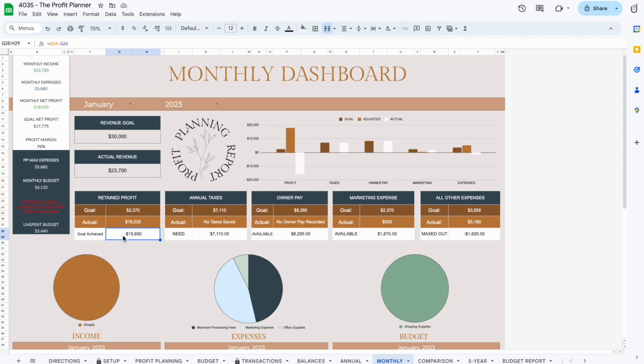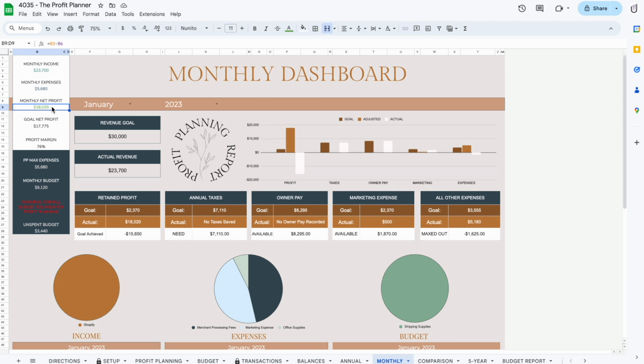And what you're going to see is essentially the spreadsheet's going to tell you how you're doing. So for our revenue goals, for example, our goal was $30,000, but we actually made $23,700. So a little bit low here on our revenue goal, but that's fine. We still have time to make it up. For your expenses, your actual expenses in the company, you're going to see that here on the left-hand side. So $5,680 from the data that I have added onto the transactions tab.